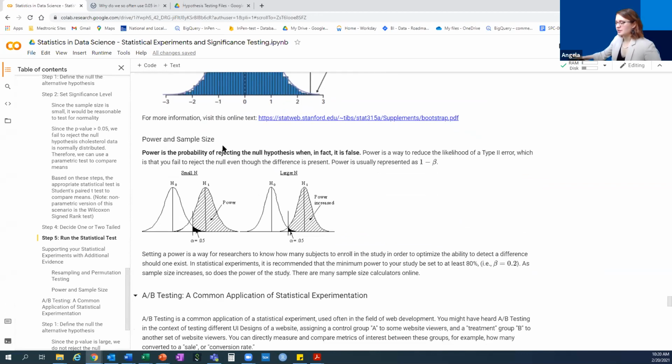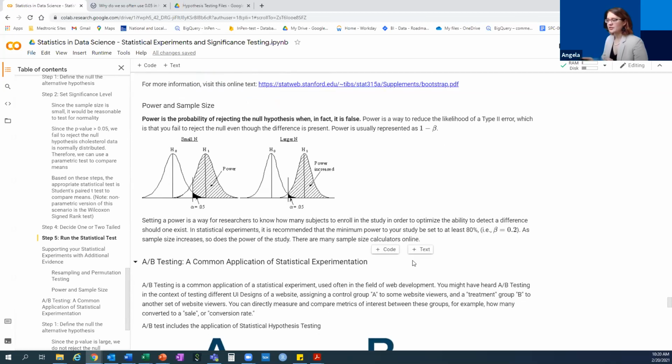Also, to provide additional evidence to your study are the concepts of power and sample size. So power is the probability of rejecting the null hypothesis when in fact it is false. So it's a way to reduce the likelihood of a type 2 error. So it's a way to say, here's the result of our hypothesis test. Now, what is the probability of it not being a type 2 error, which is that you fail to reject the null even though there is a difference present. Power is usually represented as 1 minus beta.